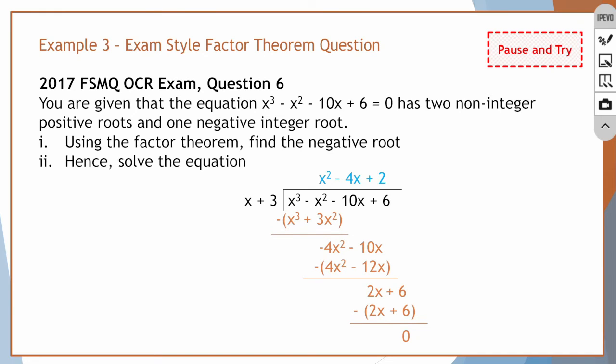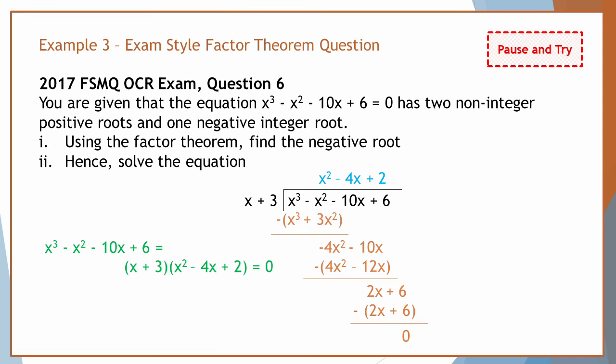So what does this tell us? Well, it tells us that the original function, x cubed minus x squared minus 10x plus 6, can be expressed as a product of these two factors. It can be expressed as x plus 3, all of it, times x squared minus 4x plus 2. So now that we have this, we can use this to find the remaining roots of the equation and therefore solve the equation.